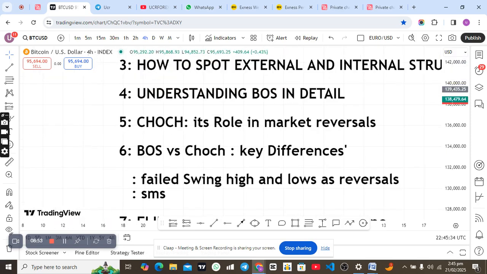So when we say that something is seen on higher time frames, as I've already explained, it defines these external structures. It defines whether the market is in an uptrend, a downtrend, or a range market.